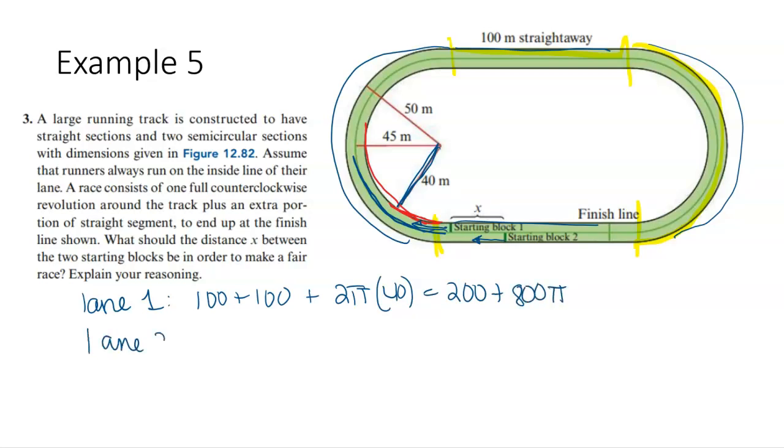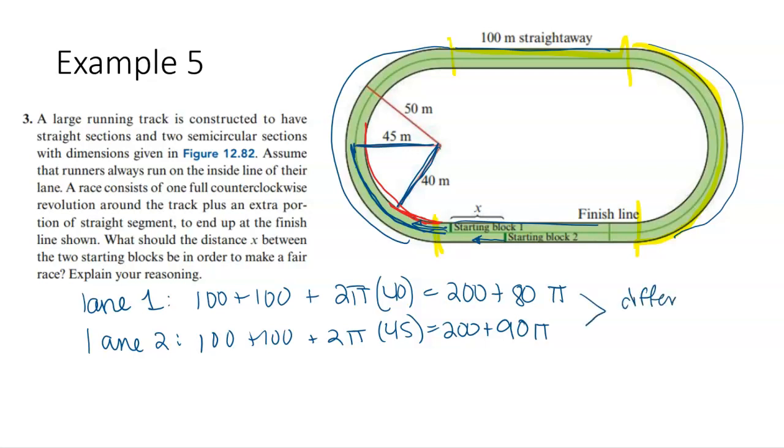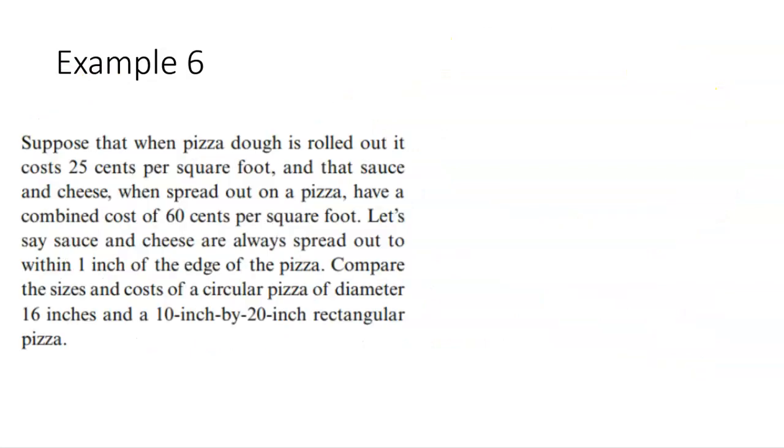And lane 2 has those same straight segments, and then their radius, because they go to the inside of that, their radius is 45. So it's 200 plus 90 pi. So what's the difference between these two? Well, the 200s are the same, so the difference here is 10 pi. So that's the distance that it needs to be. And that's about, if you were to multiply 10 times 3.14, about 31 feet. So that is the distance they should make it to make up for the difference. And we will come back to do example 6 and our final U tries.